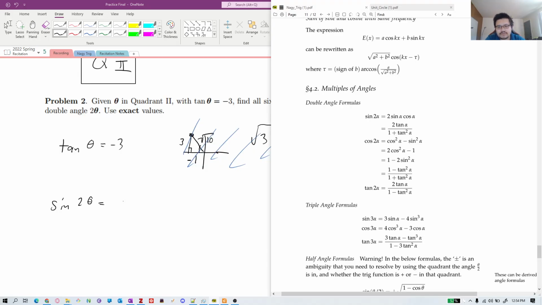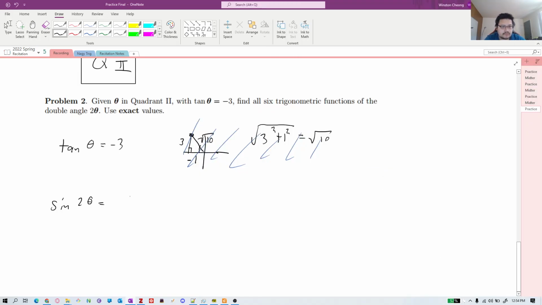2 tan alpha, 2 tan, I'll say theta since our problem is in terms of theta, over 1 plus tan squared theta. Okay. Yeah. And then that's minus 6 over 1 plus, and then we square the negative 3, we get 9. So we get negative 6 over 10, so we get negative 3 over 5. All right, so that's one of the values.